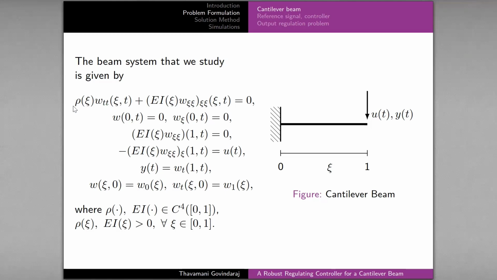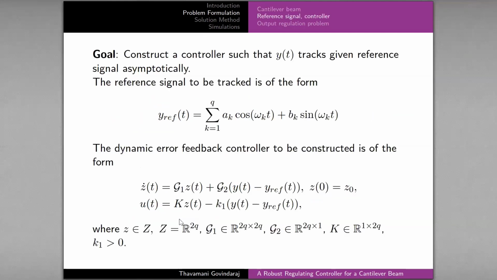Here, the physical parameters rho and EI depend on the spatial variable psi, and they satisfy these conditions. Our goal is to construct a controller such that the output y of t tracks the given reference signal asymptotically. The reference signal to be tracked is of the form given by this equation. Here, omega k's are known frequencies, and ak and bk are possibly unknown constant coefficients.